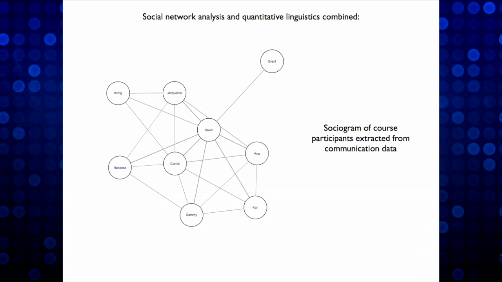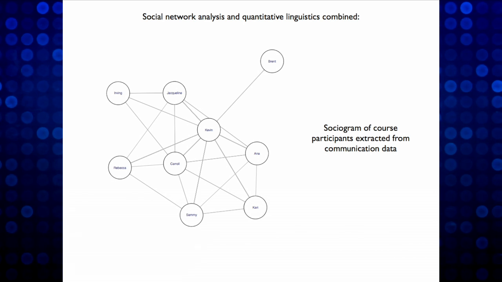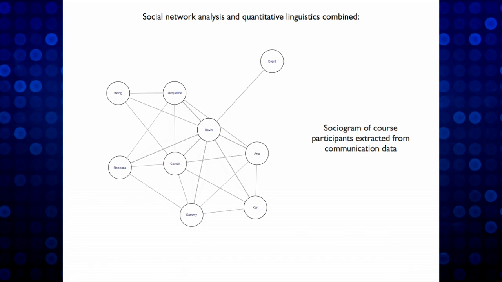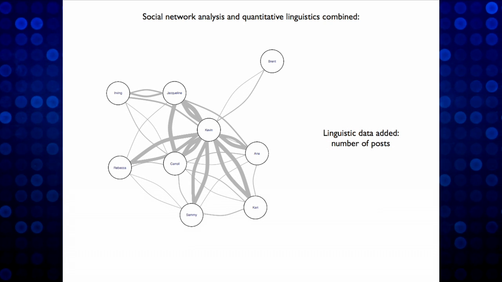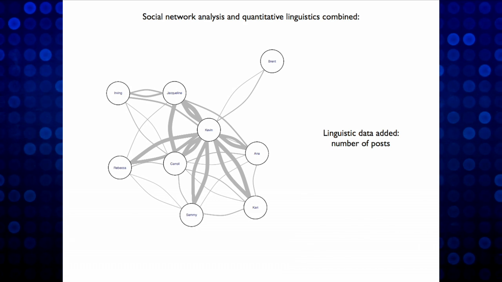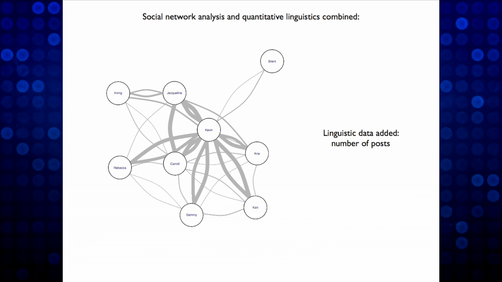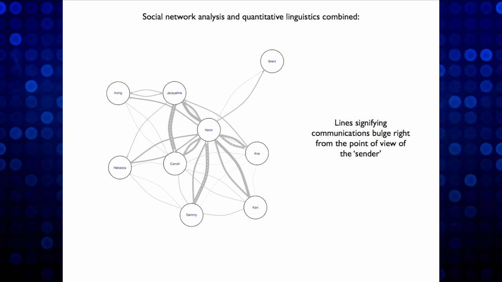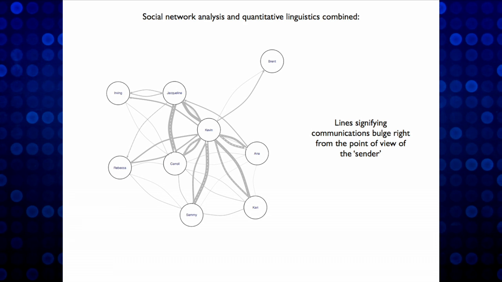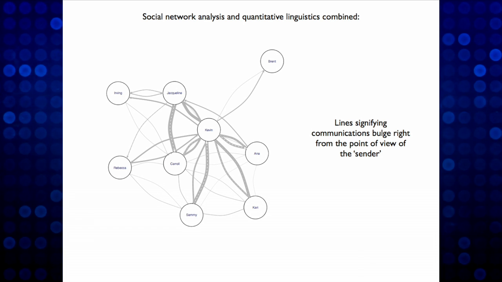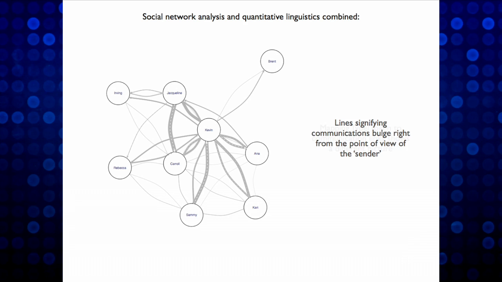Social network analysis becomes very interesting when you mix it with quantitative linguistics. Here's a sociogram of the course. It tells you who is connected to whom, what is the learning network within the course, and then you can layer communication data on top of that. In this case, I've added a number of posts. There's another measure in quantitative linguistics called type token ratio, which is essentially a measure for how much new stuff comes in to the conversation. And by the way, the direction of the communication is sort of bulging on the right, sort of you drive on the right, so that's how the communication goes.